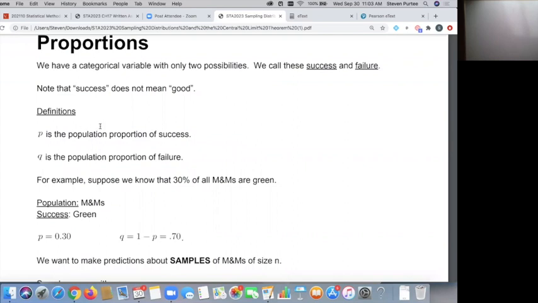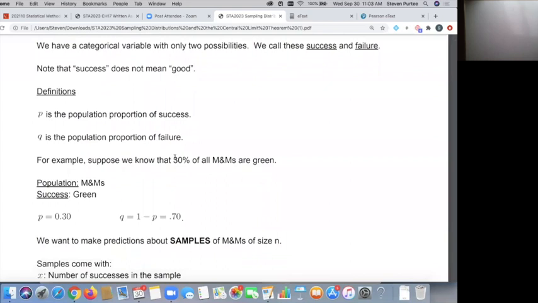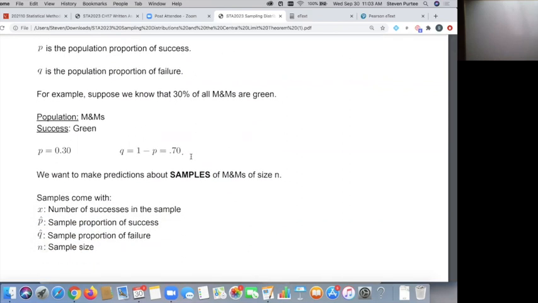P will be the population proportion of success. Q is the population proportion of failure. So, for example, suppose somehow we know, we called up the Mars Corporation who makes M&Ms, and they tell us that 30% of all M&Ms are green. Then we have a categorical variable. Is my M&M green or not? Those are the only two possibilities. It's either green or it's not. We're going to call success green.